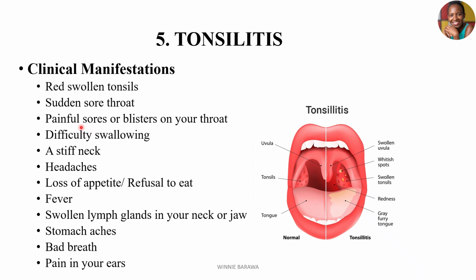So we also have lack of appetite or refusal to feed. For children, you may discover that the majority of them, if you tell them to eat, may strain to do that because it's painful, and anytime they try to swallow, they feel really strained. Then there's fever and increase in temperature, which you can observe just by taking the temperature. There are also swollen lymph nodes in the neck or around the jaw area.